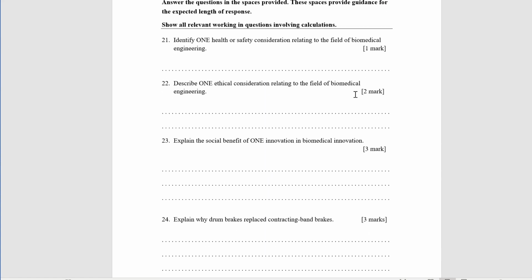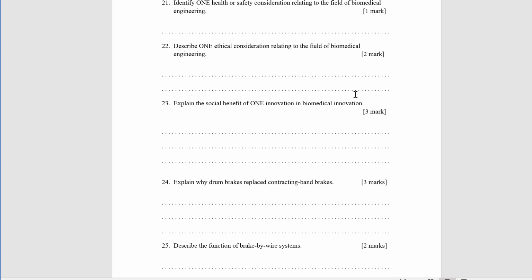Okay, identify the health and safety consideration relating to the field of biomedical engineering. The one that people typically refer to is infection. There's a risk of infection when you're working with people who have communicable diseases. I always seem to focus, probably excessively, on radiation. Radiation is a very small aspect of radiotherapy, and radiodiagnostics is a fairly small area of biomedical innovation. If you're working with MRIs, the magnets are really quite dangerous and they need to be treated with a lot of respect.